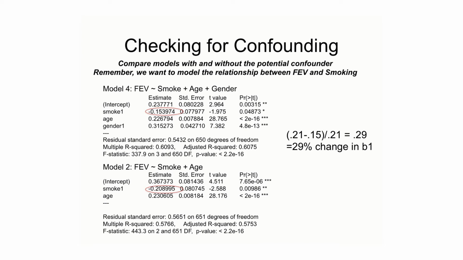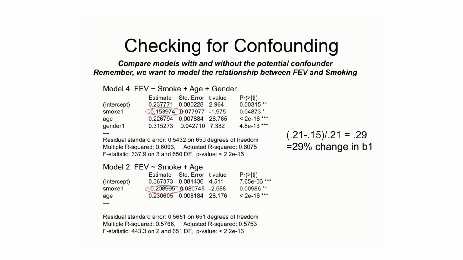So let's return to our example with the dataset that we've worked with over the past few weeks. In this case, we're checking to see if gender is a confounder for the relationship between smoking and FEV. And we talked about how this could make sense theoretically for gender to meet the criteria for a confounder. When we add gender to our model, we look at how the beta for smoking changes with the addition of gender, because we're interested in the relationship between smoking and FEV.